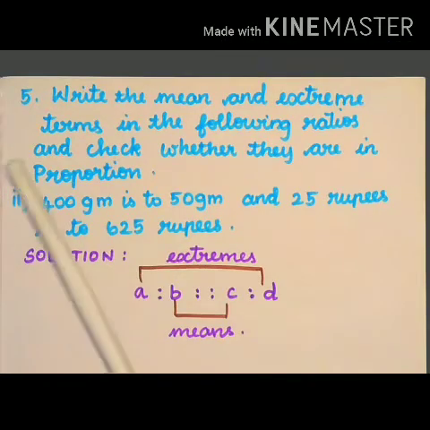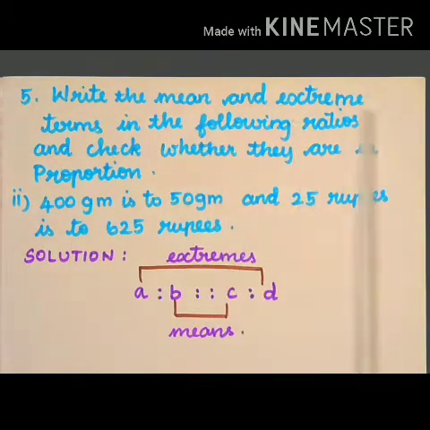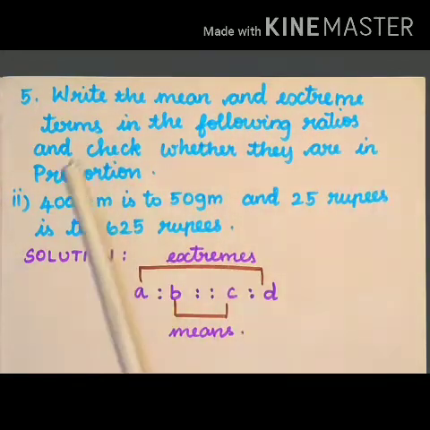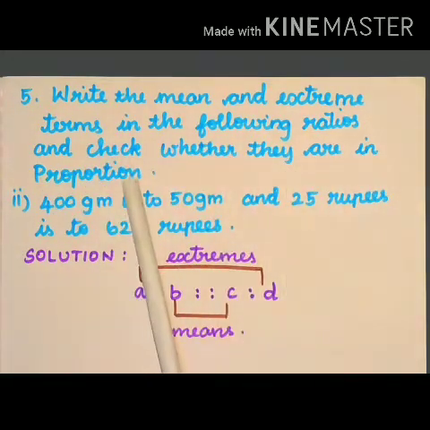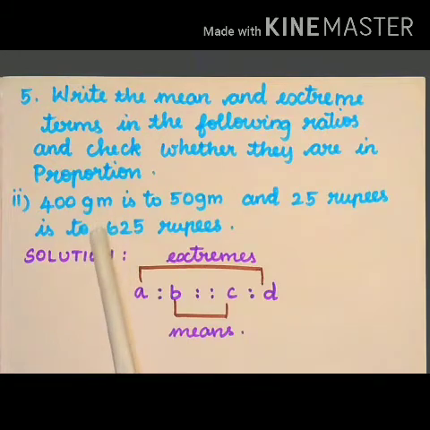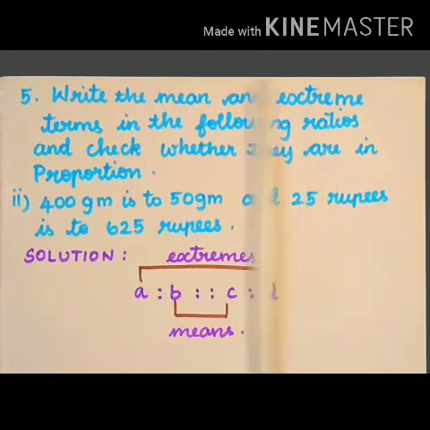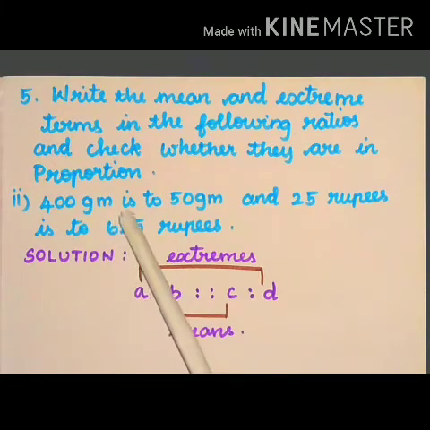Fifth question, write the mean and extreme terms in the following ratios and check whether they are in proportion. 400 gram is to 50 gram and 25 rupees is to 625 rupees. Students, first you have to find the mean and extreme terms. Then you have to check whether the given ratio is in proportion or not.